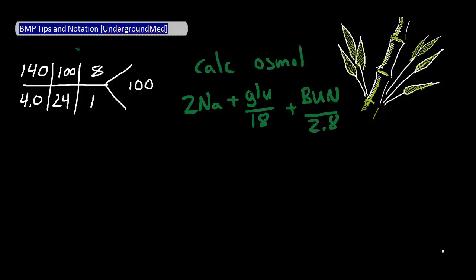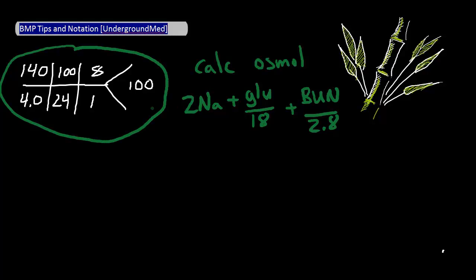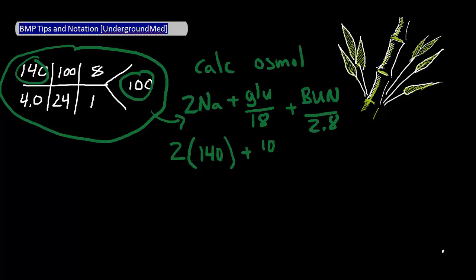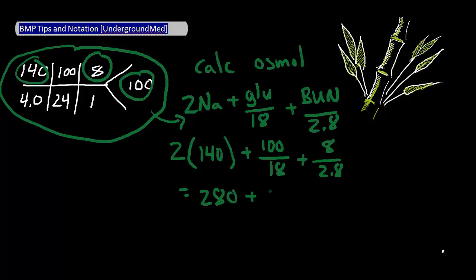So let's take this BMP example here and plug it into this equation to find out what our calculated osmolality is in this example. So 2 times your sodium level, or 140, plus your glucose, which is 100, over 18, plus your BUN, which is 8 over 2.8. And this comes out to be 240 plus about 5 plus about 2.5, which equals 287.5 approximately.